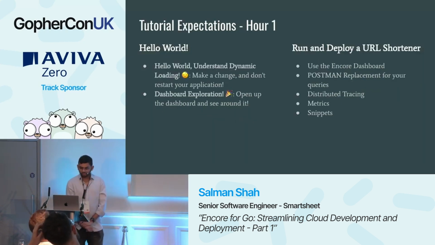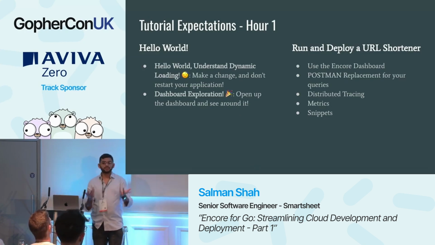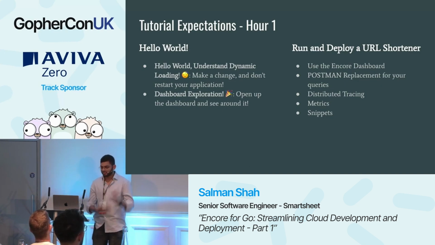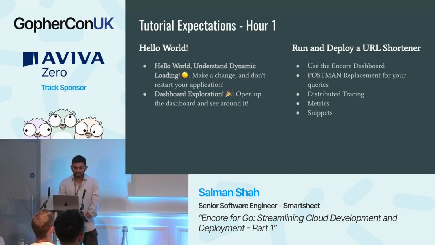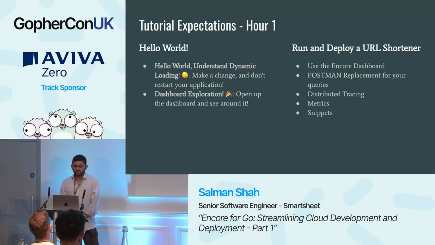So this is what we're going to do for the first hour. Primarily these two things. I'm going to be doing it with you guys, whoever wants to do it along. Otherwise, everyone can just look, and I'll do it as well. We'll do a small hello world, which is just a simple API that prints hello world. And then we'll try to run and deploy a URL shortener.